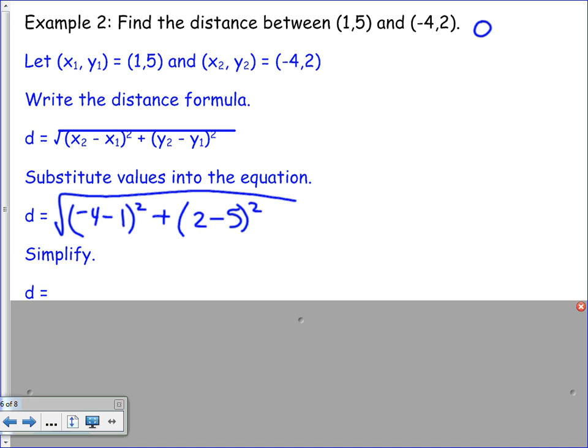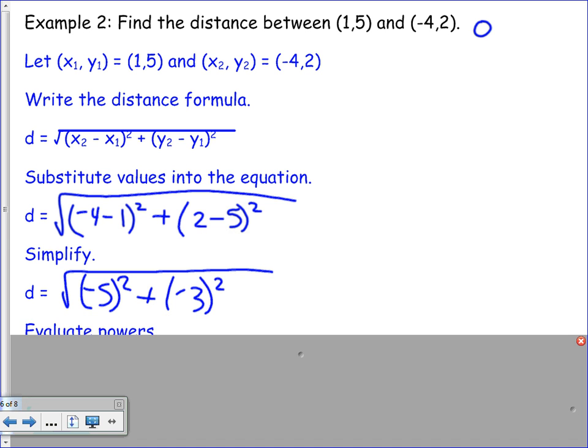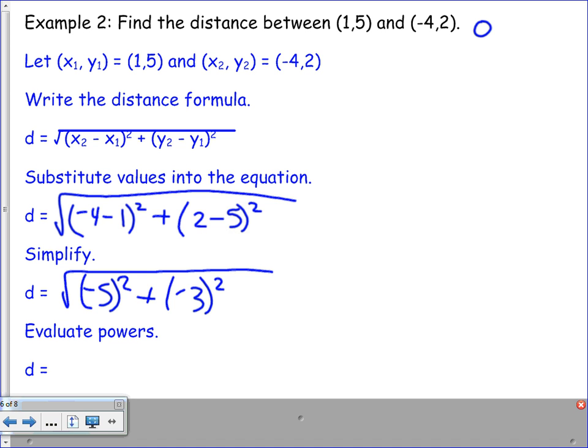Okay. Then we need to simplify that, right? So when we actually do that, negative 4 minus 1 is negative 5 squared, plus 2 minus 5 is negative 3 squared. And then we need to evaluate the powers. Okay, so that will be 25 plus 9.